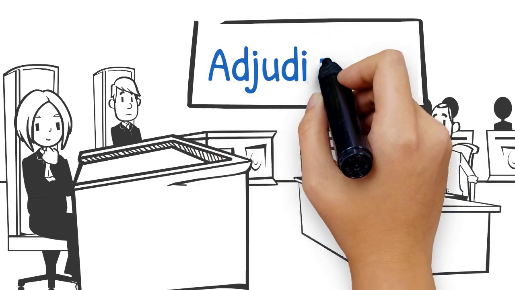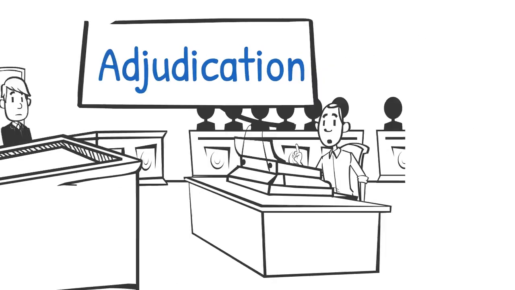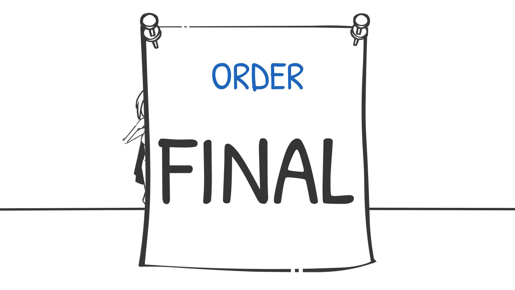In adjudication, a hearing is held where evidence is presented by both the landlord and tenant. A decision is then made by a landlord and tenant board member based on the evidence presented. An order is then issued. This order is the final, written version of the landlord and tenant board member's decision that must be followed.